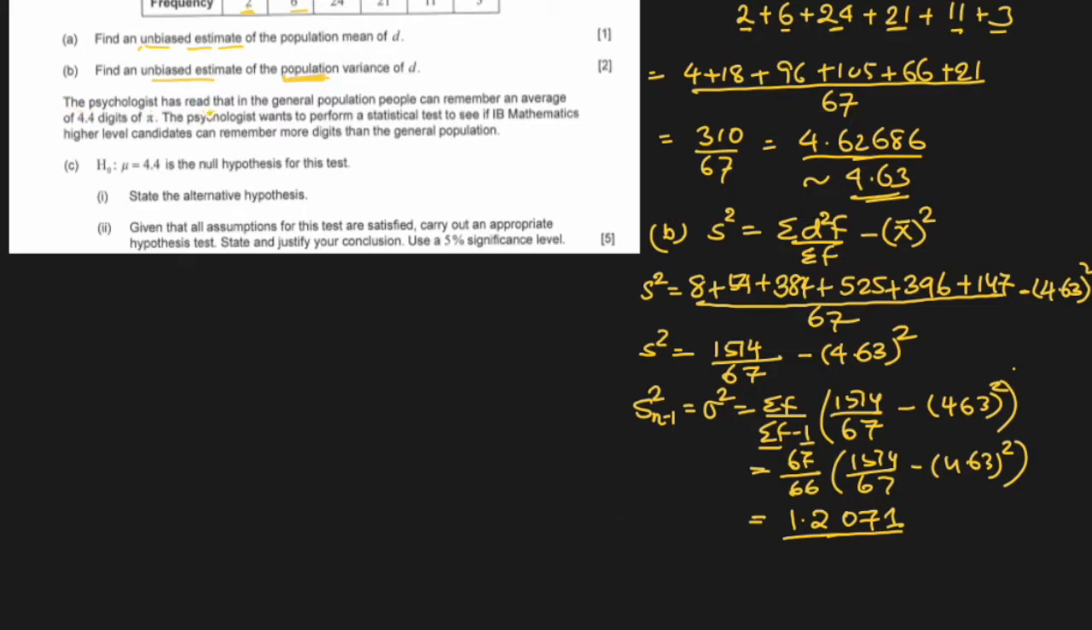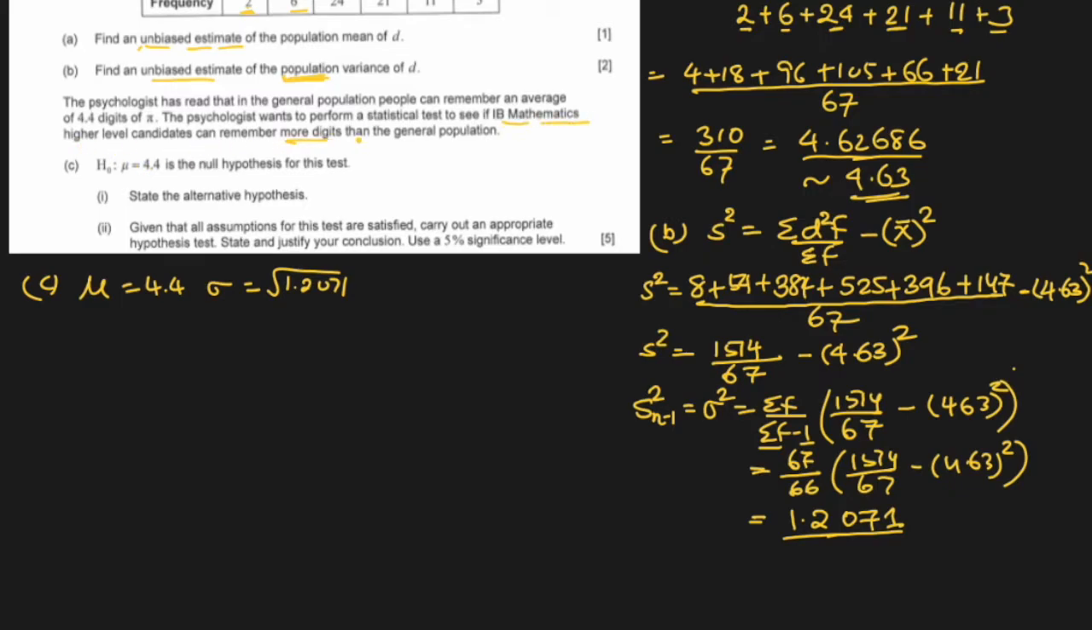The psychologist has read that in the original population, an average of 4.4 digits can be remembered. So that means mu, the mean of the whole population, is 4.4. And we got the estimated variance for this population, so we'll write the standard deviation as 1.2071. What else? It wants to perform a statistical test to see if IB mathematics higher level candidates can remember more digits than the general population.